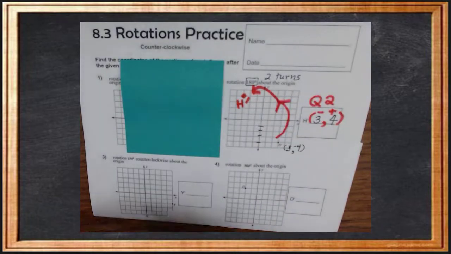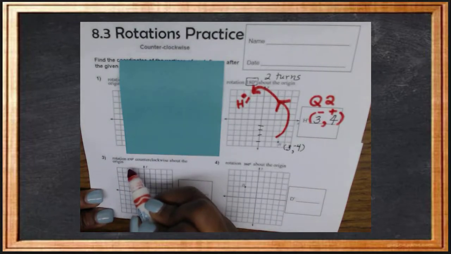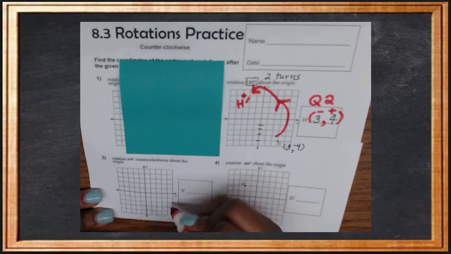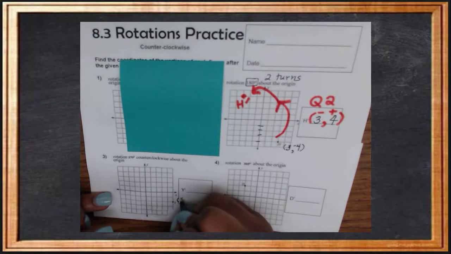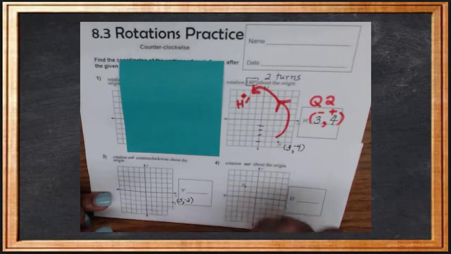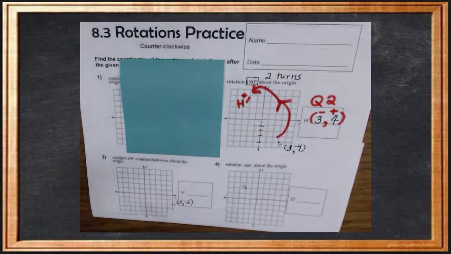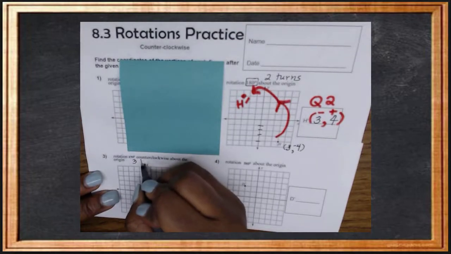Alright, as we continue along, number 3 is a rotation 270 degrees counterclockwise about the origin. So there is point Y. The ordered pair for point Y is X is +5, Y is -2. So we're asked to do a 270 degree counterclockwise rotation. That's 3 quadrant turns.